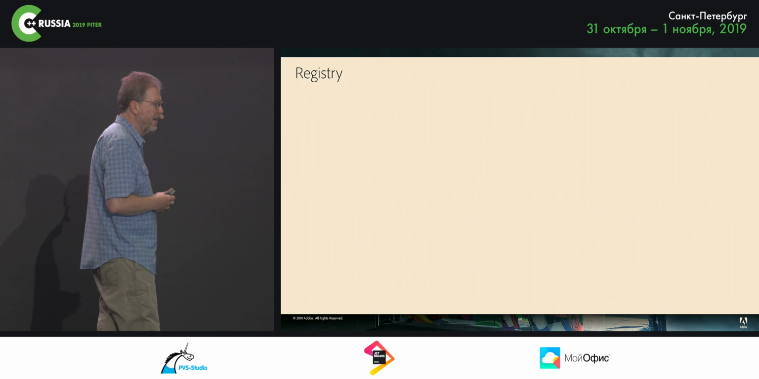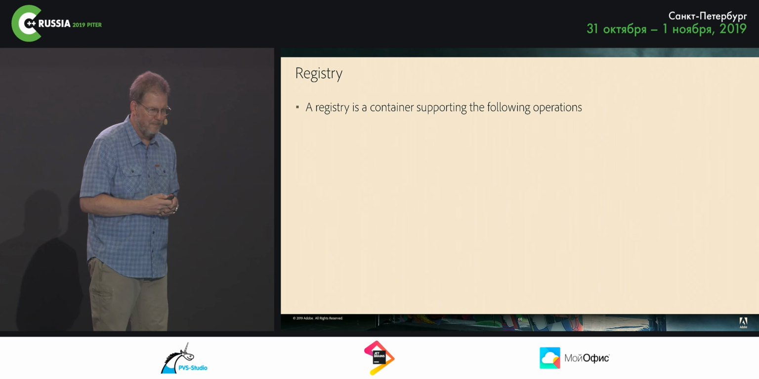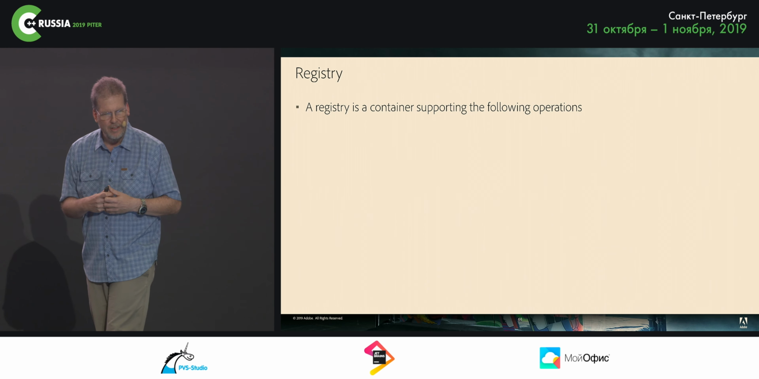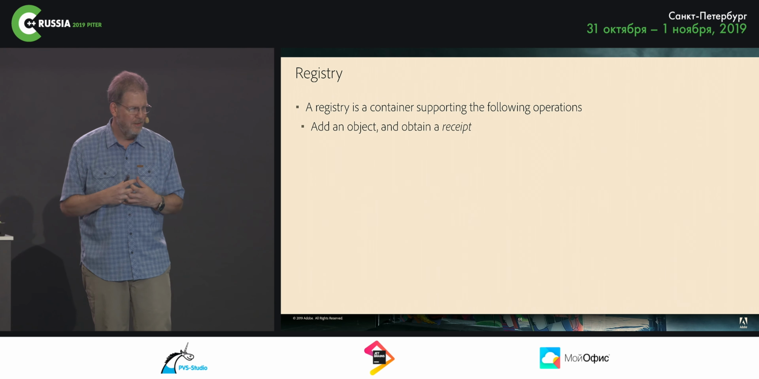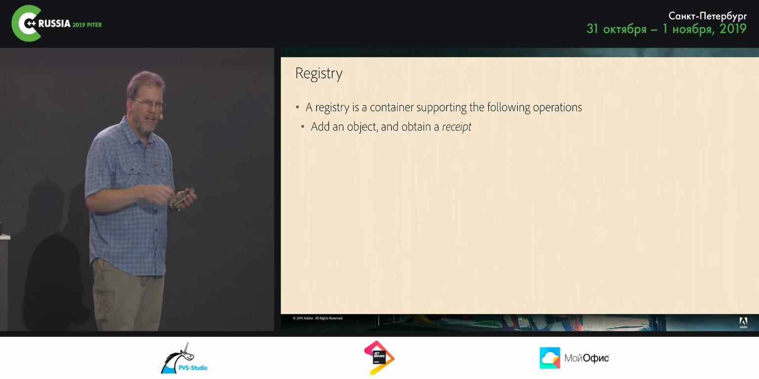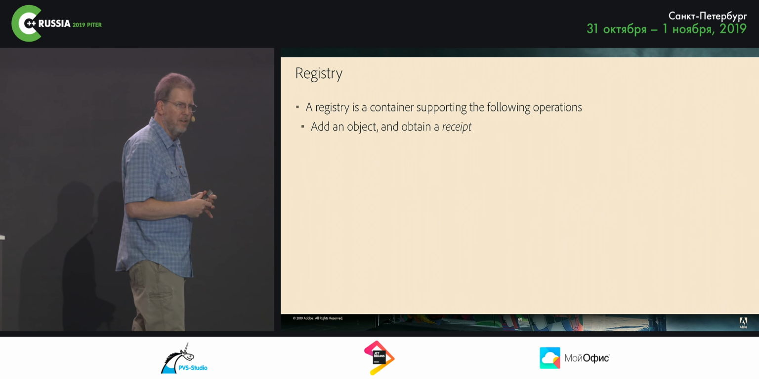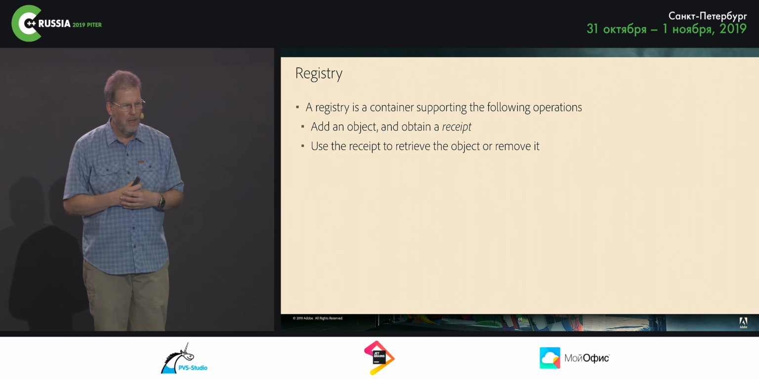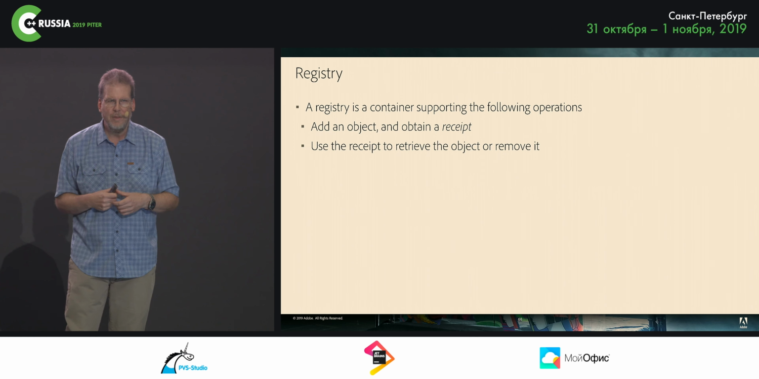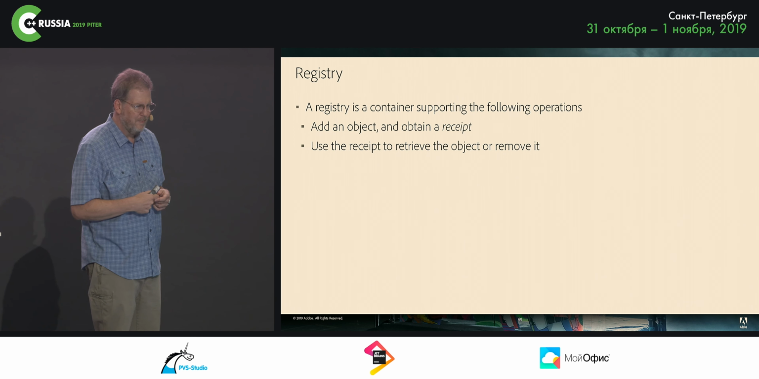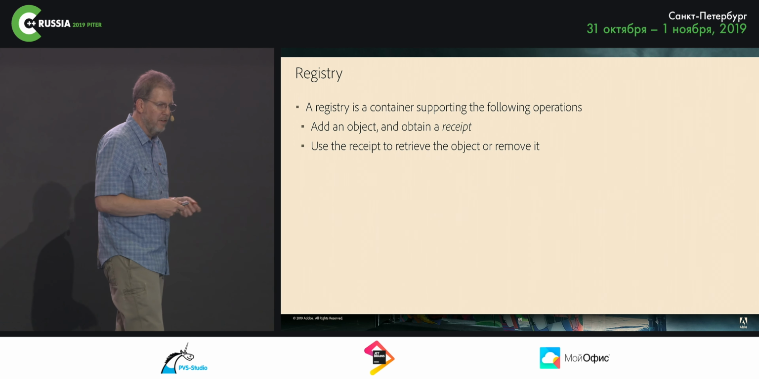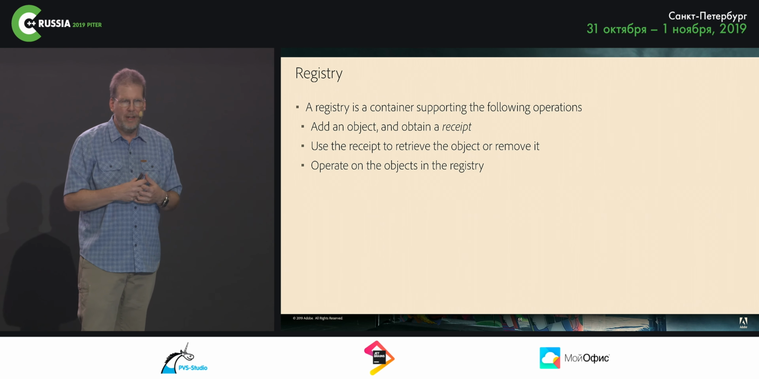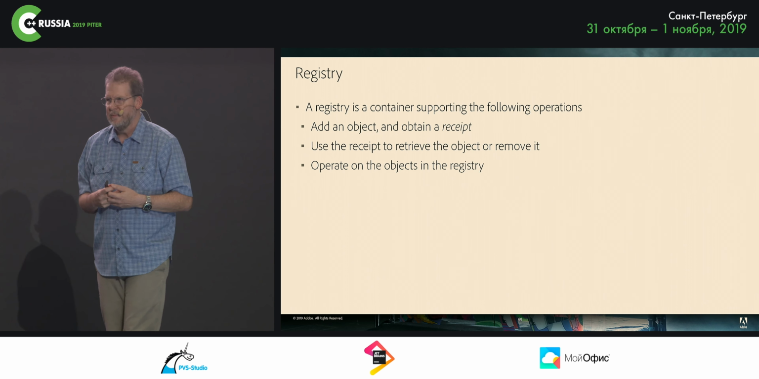So let's take a look at designing another item. A registry. A registry is a container supporting the following operations. You can add an object and you obtain a receipt. So you get some token, right? You put an object in a registry, you get back a token. You use the receipt to retrieve the object, okay? Or potentially remove it from the container. And you can typically operate on all the objects within the registry.